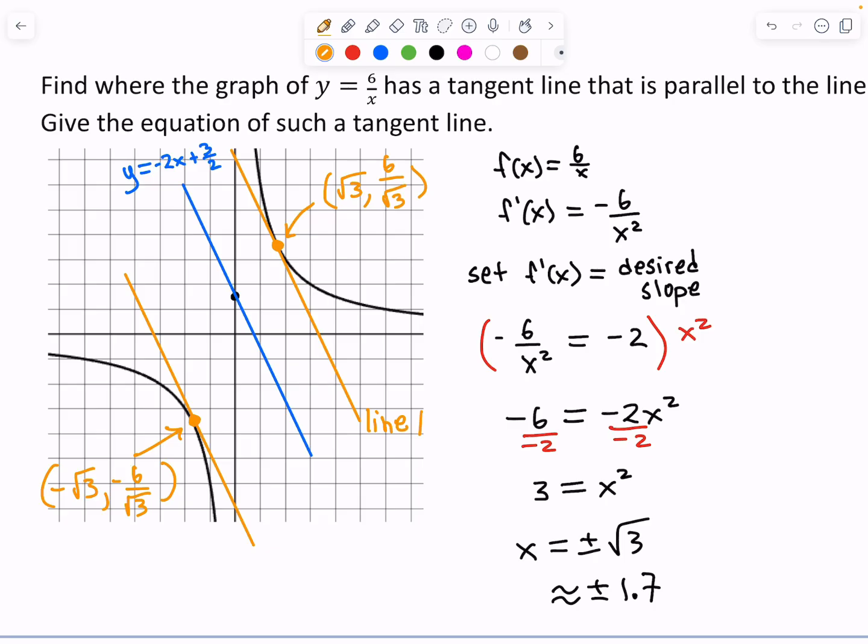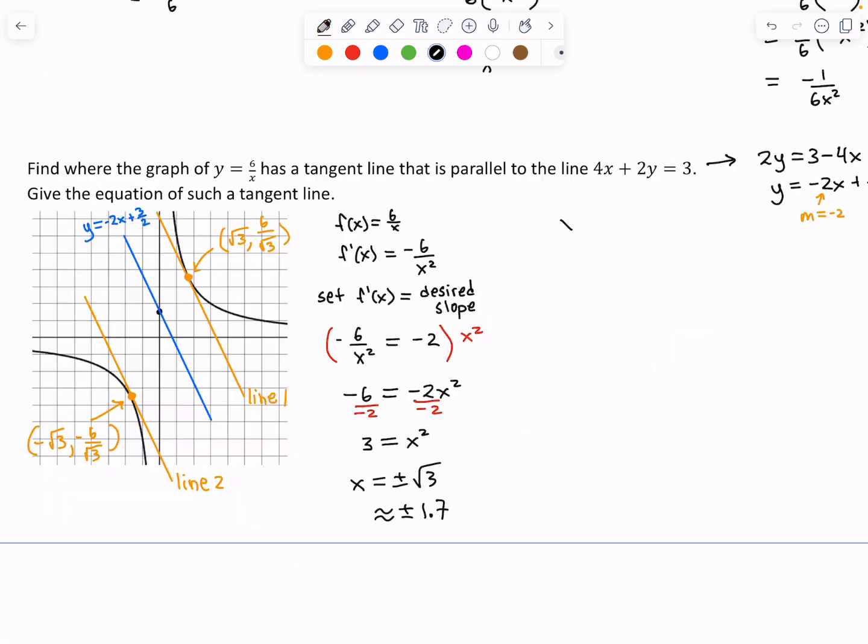Let's call this line 1 and this other one line 2. The instructions ask us to only find one such tangent line. So let's find the equation for line 1. So we know that x is the square root of 3. The y coordinate will be found by plugging square root of 3 into the function, which we've already done, getting 6 over square root of 3.